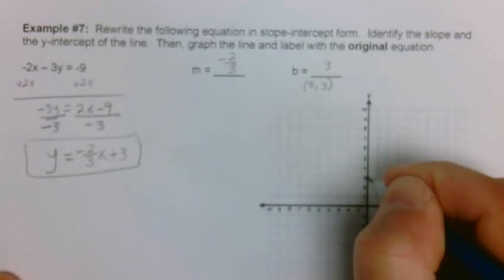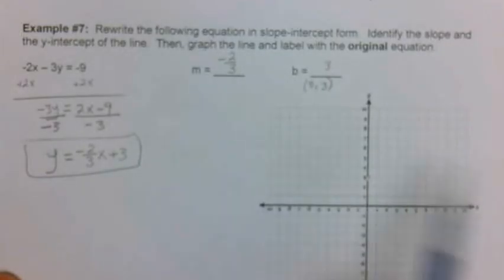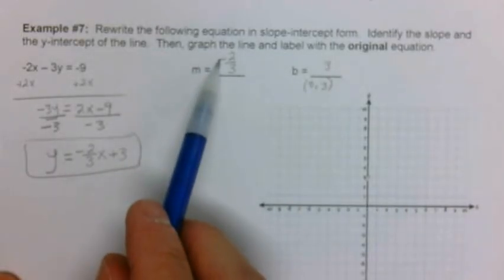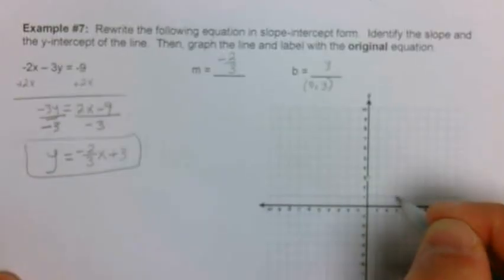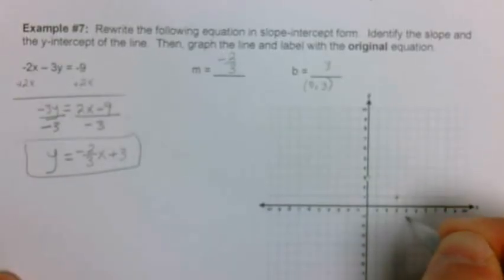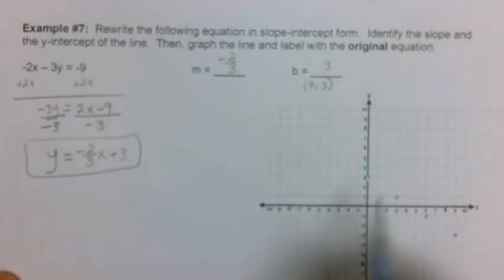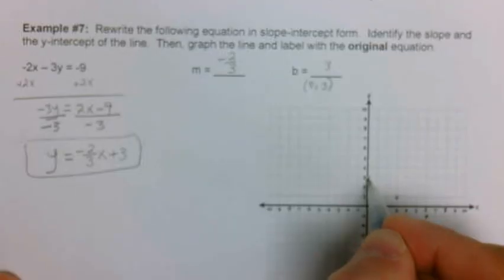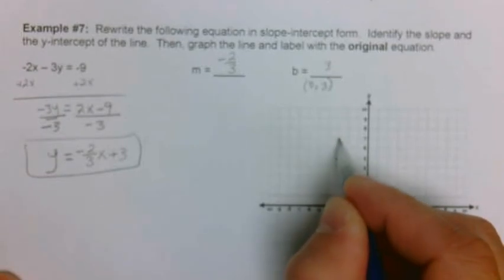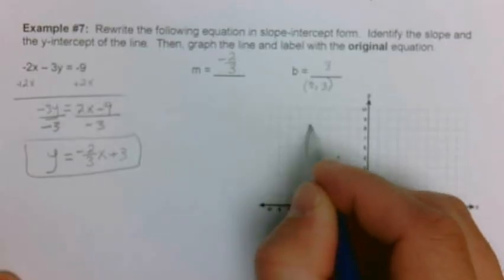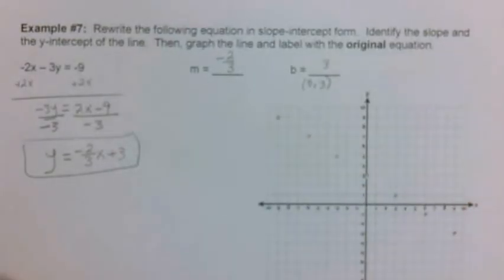We'll plot that point first. And then use the slope to get from point to point. We're going to go down 2, since it's a negative 2, and then go to the right 3. So down 2, right 3. Down 2, right 3. I'll go back to the y-intercept and go the other direction. We'll go up 2, left 3, just to get a few more points.